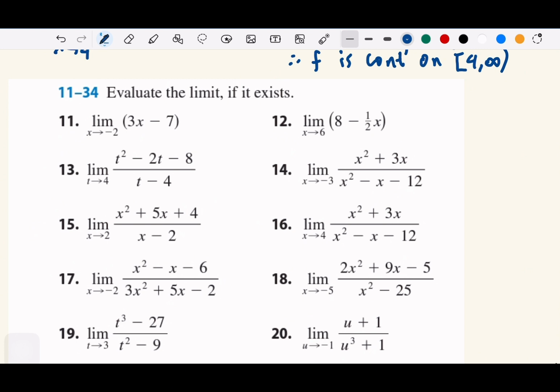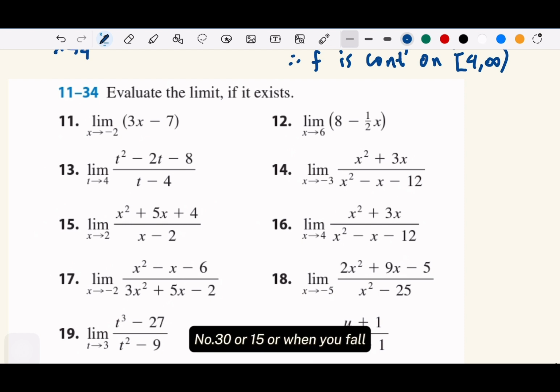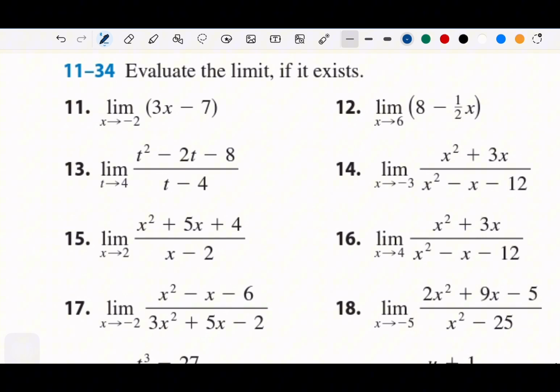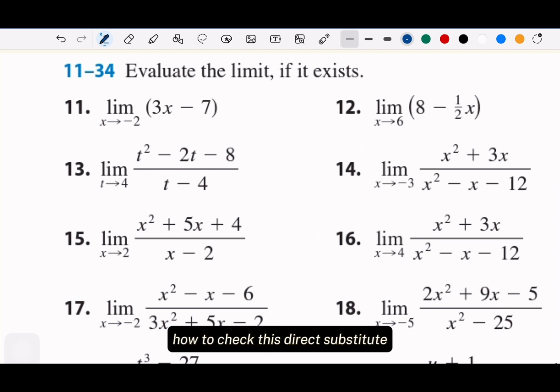But the most challenging is when you have something complicated, like maybe number 13 or 15, or maybe 14. We can start looking at that point. As usual, number 13, check the limit. How to check? Just direct substitute. 4 squared, 16 minus 8 minus 8, 0. Well, we have 4 minus 4, 0. 0 over 0.